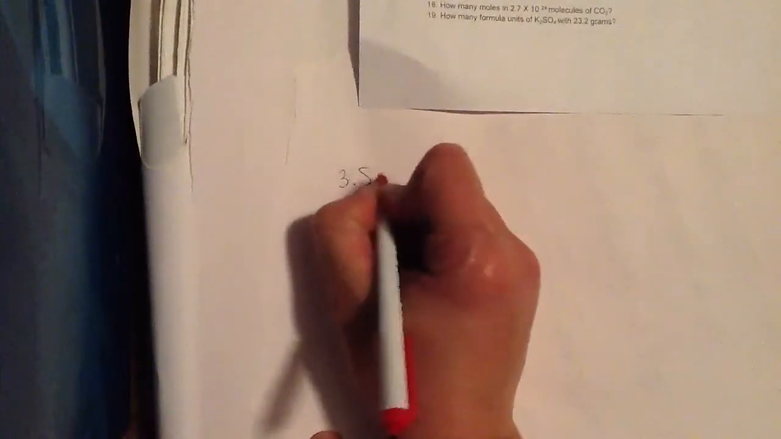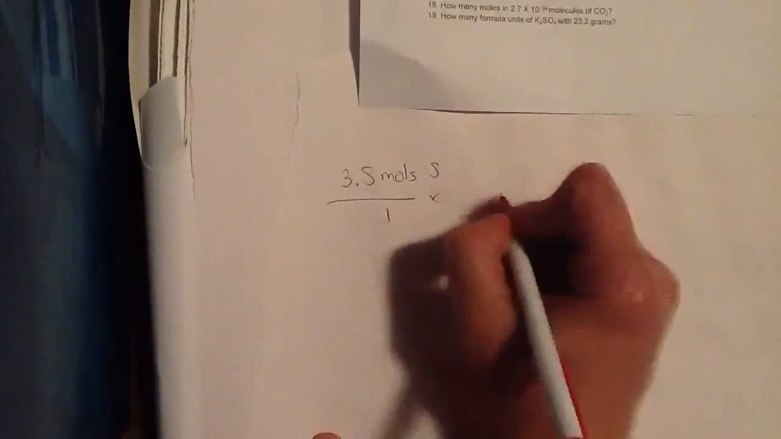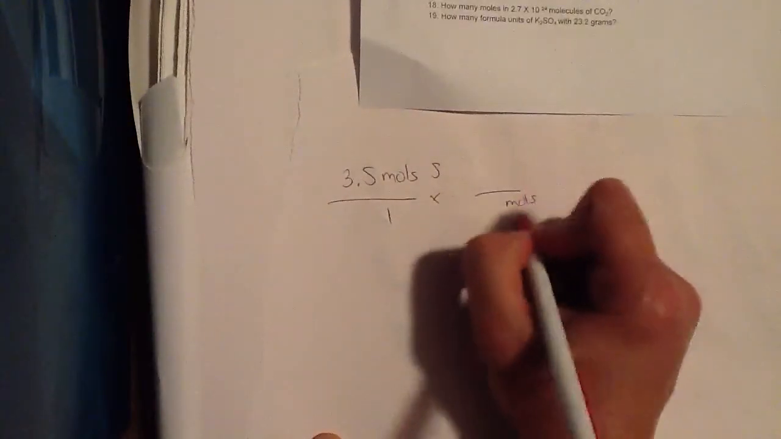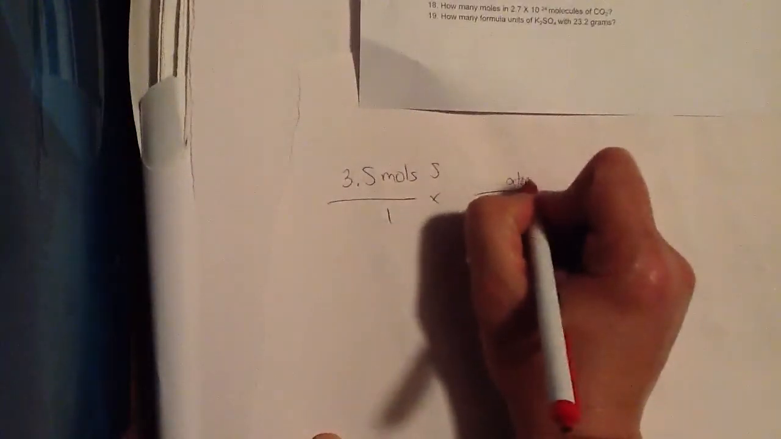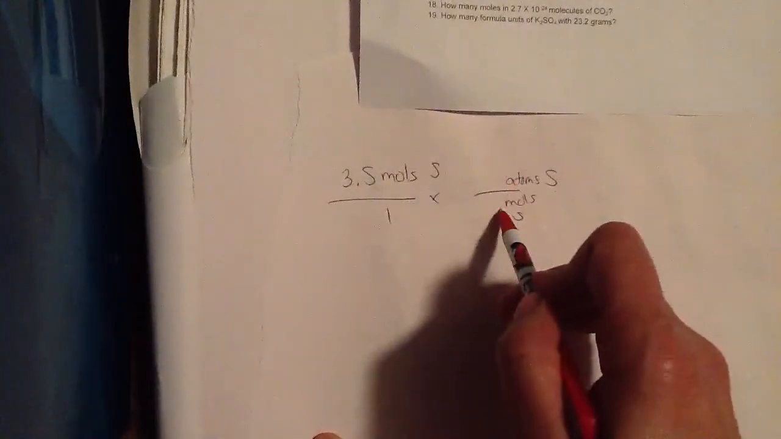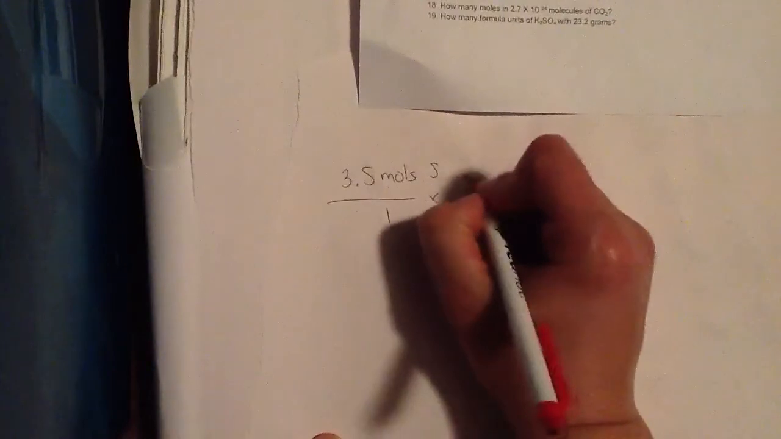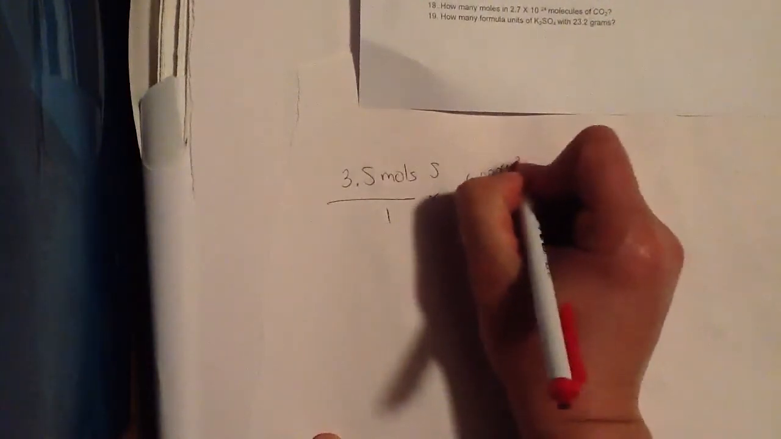So I'm going to go 3.5 moles of sulfur, because that's what I know. Put it over 1. Alright, label goes down. Moles of sulfur to atoms of sulfur. Alright, so to go from moles to atoms, I'm going to use Avogadro's number. So 1 to 6.02 times 10 to the 23rd atoms. Cross off, cross off.